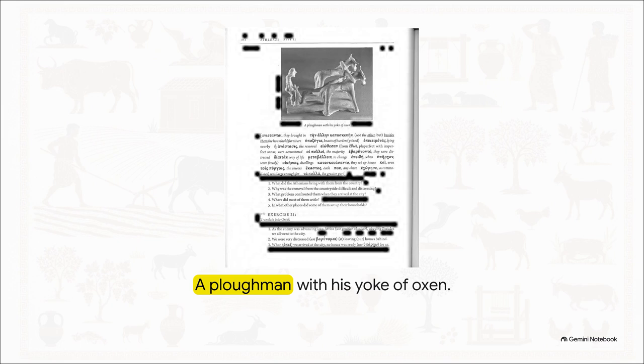Just picture it, a plowman, right there with his yoke of oxen. This immediately visually anchors us in the ancient world, doesn't it? We aren't just memorizing abstract words today, we're building a living, breathing story. And we're going to start by getting to know the characters and the core tools of the trade. Because honestly, if you want to read ancient texts, you absolutely have to understand the daily realities that shaped their language in the first place.